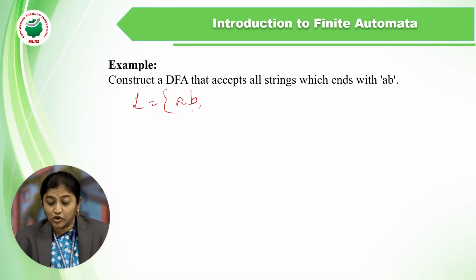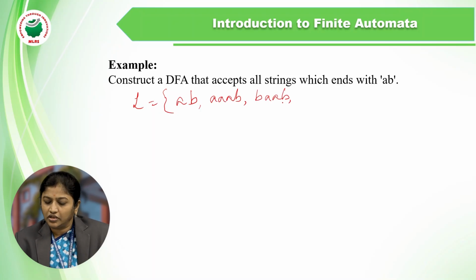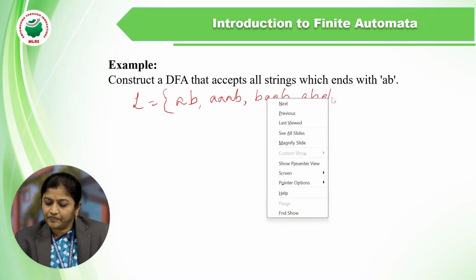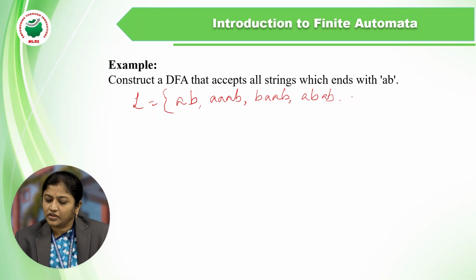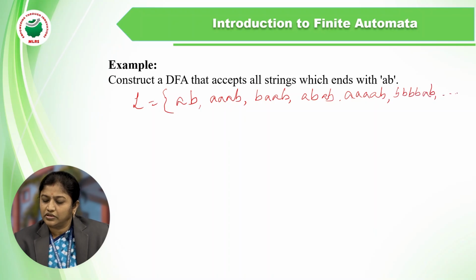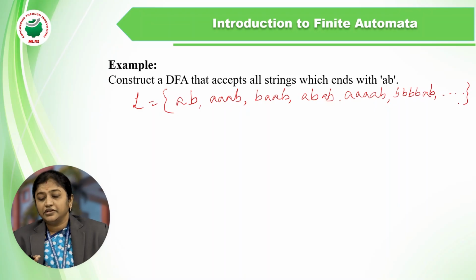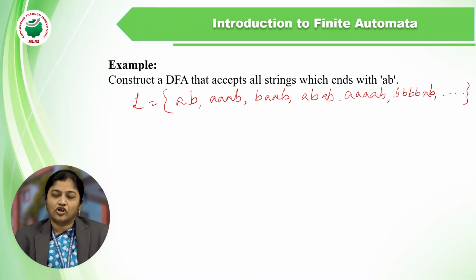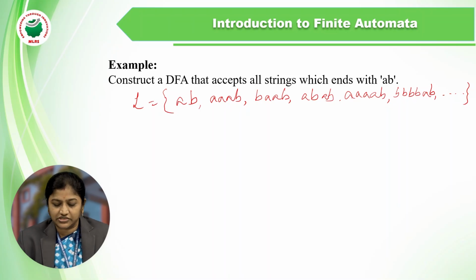Then what are the other possibilities? It can be AAAB, BAAB, ABAB, AAAAB, BBBAB. Like this, but it should end with AB. So how many states do we need to represent this? To represent only AB, it is 3 states. Let us draw now.